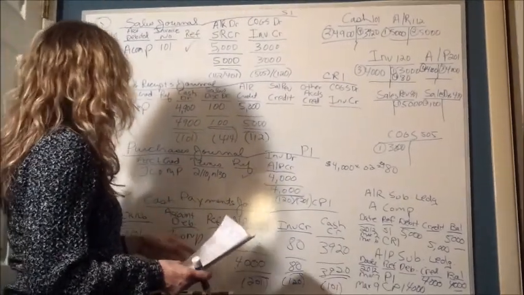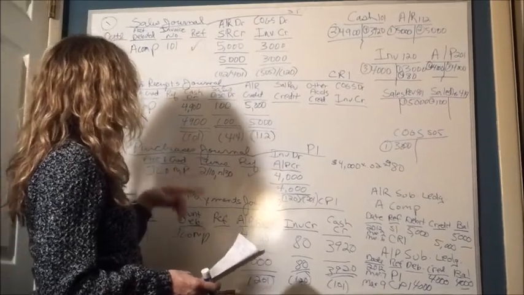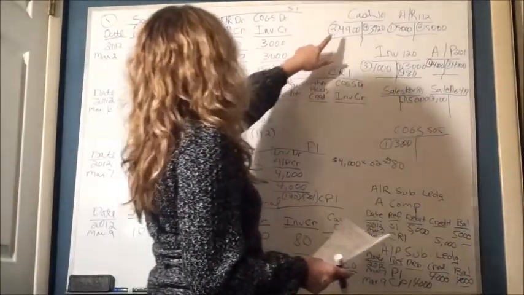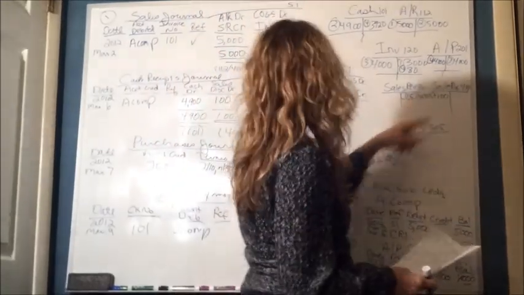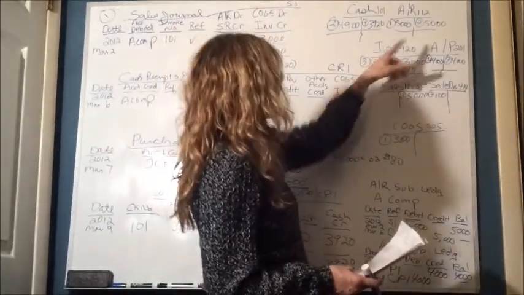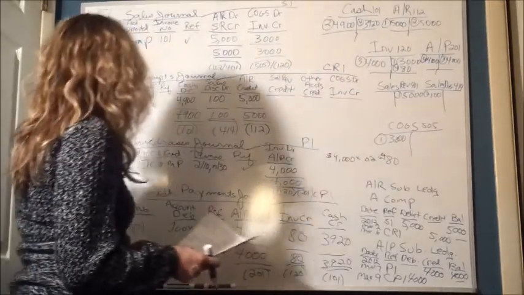So again, I go into the ledgers. I go ahead and post my debit of cash for $4,900. I go ahead and post my sales discount of $100, and I go ahead and credit accounts receivable for $5,000.